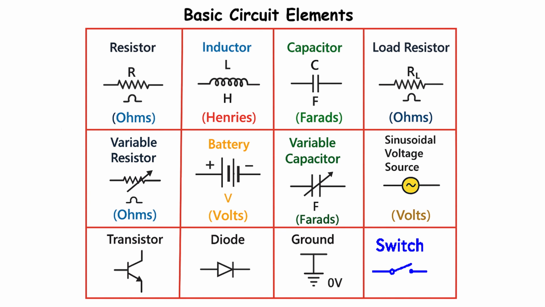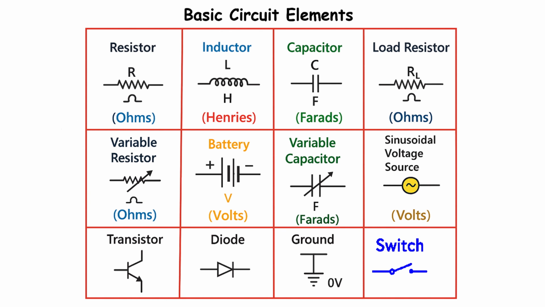The most classic example of this is the tuning knob on an old AM/FM radio. When you turn that knob, you're actually adjusting a variable capacitor, which allows you to tune into the specific frequency of the radio station you want to hear. Like a standard capacitor, its capacitance is measured in farads.